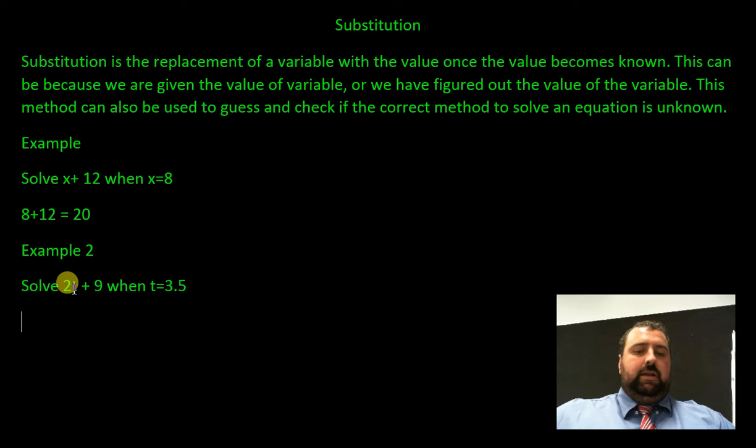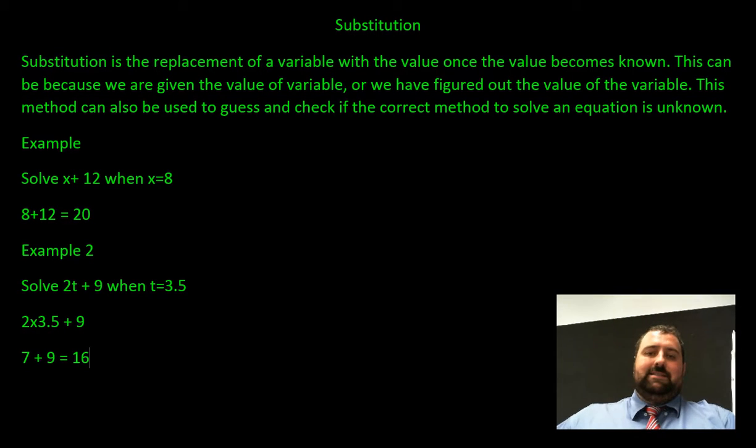So when we put it in, it's not going to become 23.5. It's going to become 2 times 3.5 plus 9. So if we do that using order of operations, 2 times 3.5 is going to become 7, plus 9 means that our answer is 16.